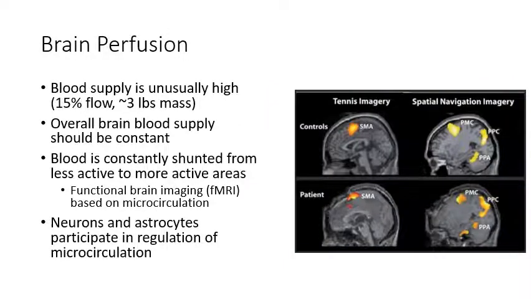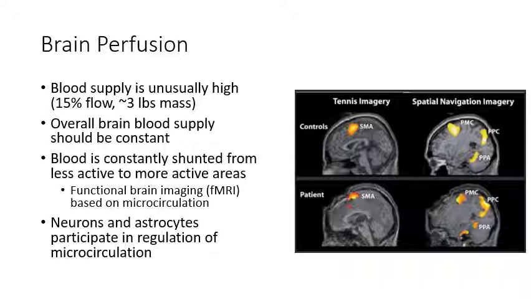The brain also has a special perfusion with an unusually high blood supply. The brain will be about 3 pounds in weight, and it receives about 15% of the total blood flow in the body. So that's again very outsized compared to its mass. Overall, the brain should always be getting about the same amount of blood.